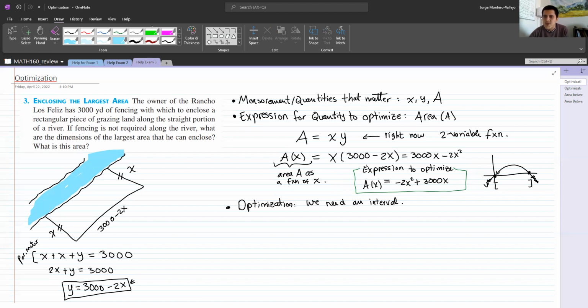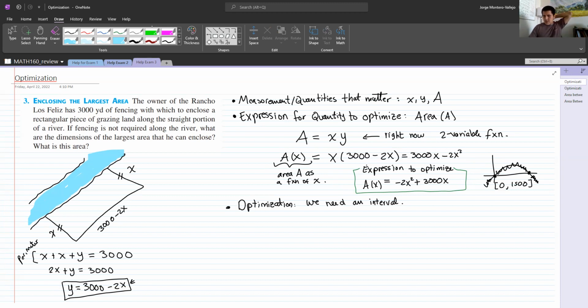We only want to consider this part over here, because area here is positive. So we could say that our interval is going to be from 0 to 1500. By inspection, we can make that conclusion by looking at the graph. But that's not the case all the time. Sometimes you have a function and you don't know what the graph looks like. In the case of an exam, for this type of problem, you will not know that. You should be able to figure that out by yourself, but there are other, easier ways to figure that out.